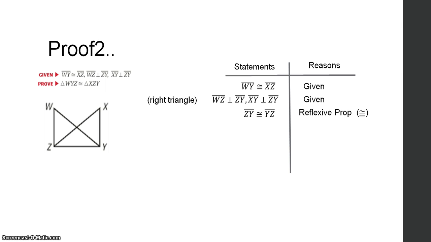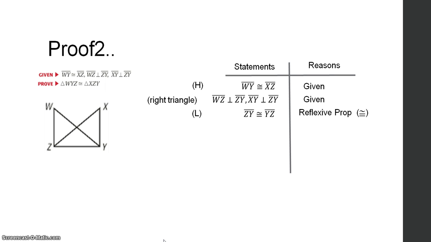Okay, so why would I need to bring in the fact that things are perpendicular? Well, as you saw in here, that shows me that I have right triangles. So then I want to identify what my other pieces are, because it's either going to be side angle side or hypotenuse leg. So what are WY and XZ? What you can see here is that those are the hypotenuses of 2 right triangles. And then what are ZY and YZ? Well, that's another leg.